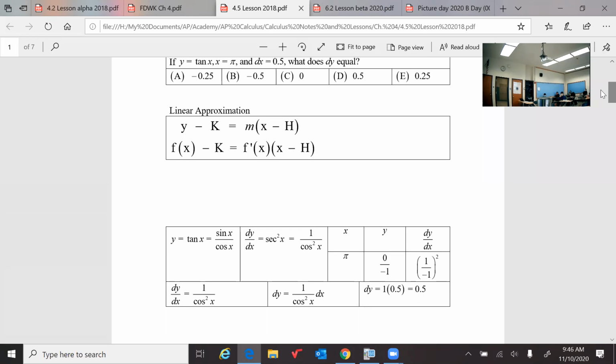So, in the book, I think they make this unnecessarily complicated. Okay, they've got L of x. We don't need L of x. It's what we've been doing. It's the equation of the tangent line. We have y take away k equals the slope times x take away h. And then what are we doing? Well, where's the y, we're putting f of x. Where's the slope, we're putting f prime of x. So, let's come back to that.